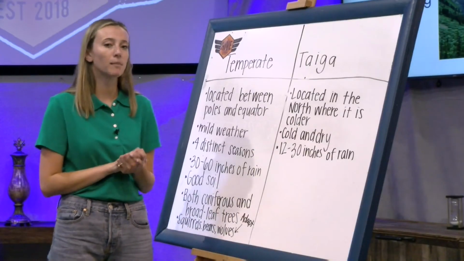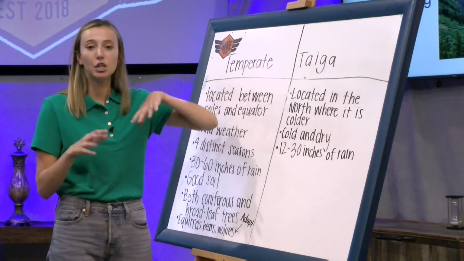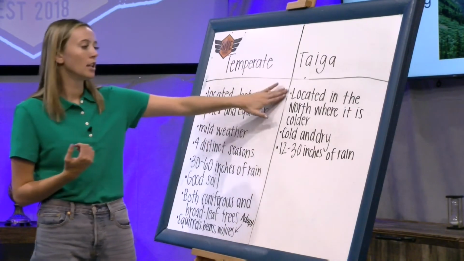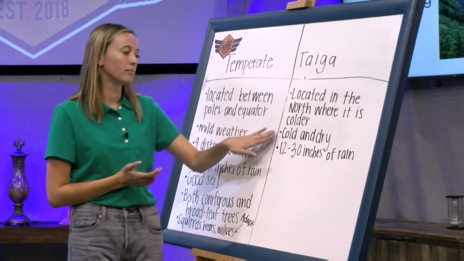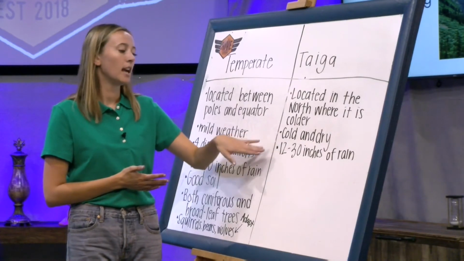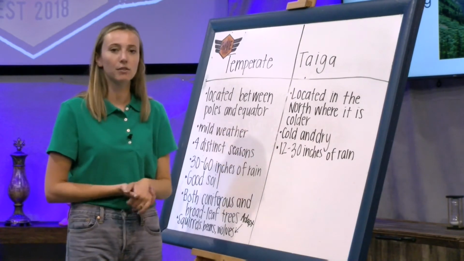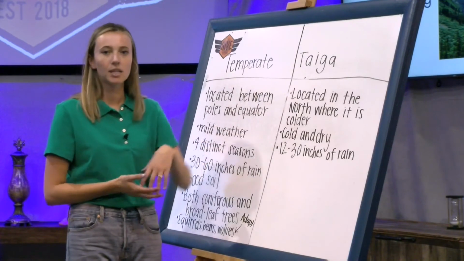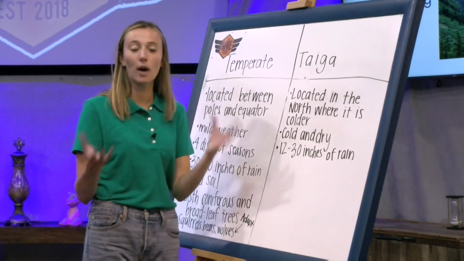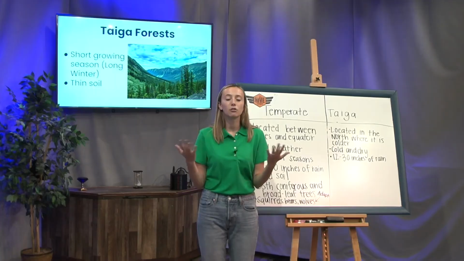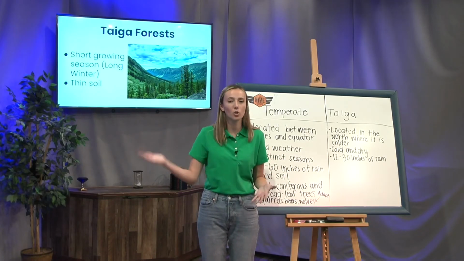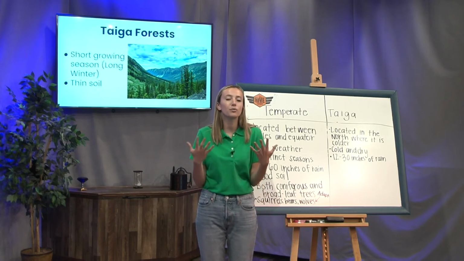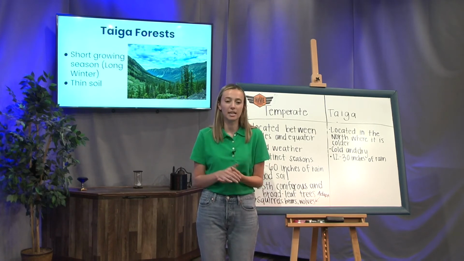Okay, before we start talking about what's next, I just want to update you on what I've written for my notes. So I've talked about the location. It's located in the north where it is colder. It's cold and dry, and it only sees about 12 to 30 inches of rain per year. So those are my notes. If you need to pause it and write some of your own notes, go ahead, but this is what I have. Now, just like I said before, it has a very short growing season. There's such a long winter because it's up north where it's very, very cold for most of the year. So the growing season is not very long.